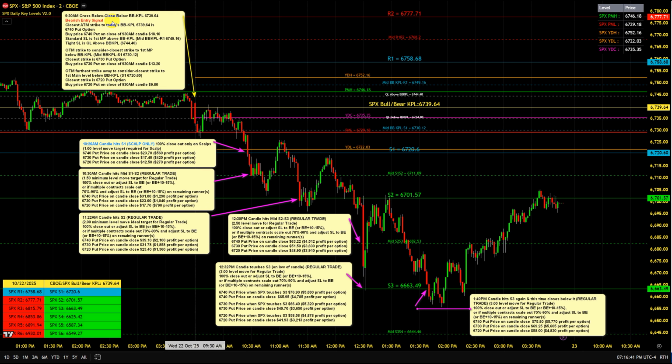Since it is a bearish entry signal, the next thing that you need to decide is which option strike you're going to use. The way you determine that with this indicator is on any level that you take a trade from, any main level, meaning the bull bear key price level or any of the main R levels or main S levels, there are always three different options that you have. One is an at the money option, and then there are two out of the money options.